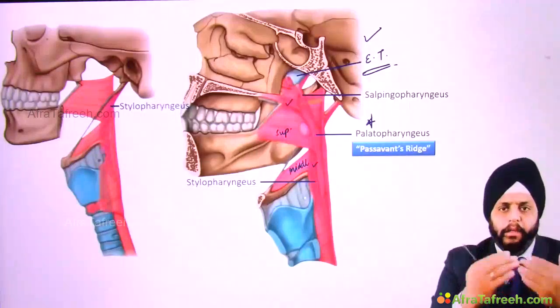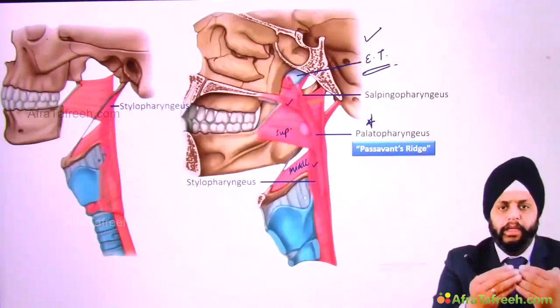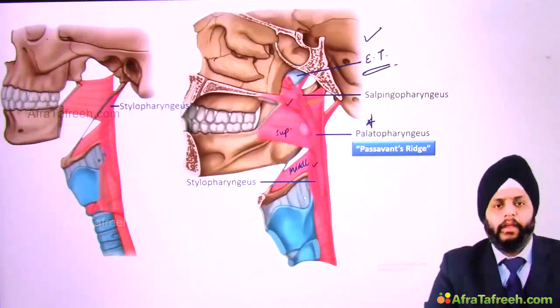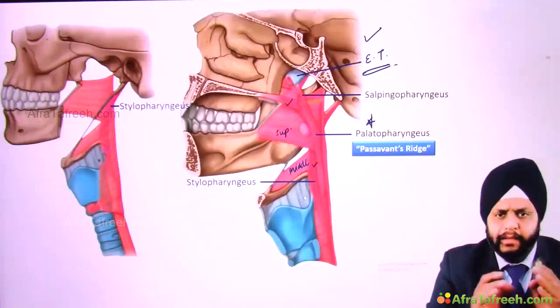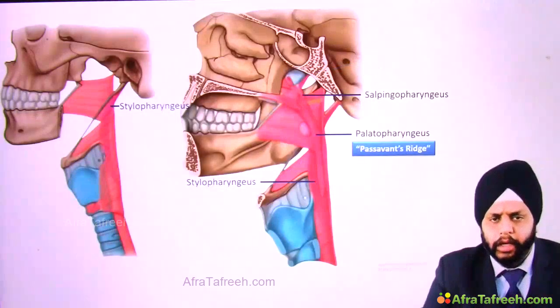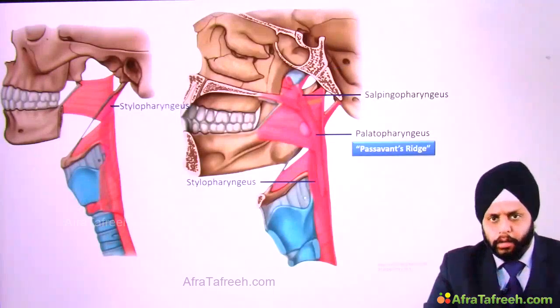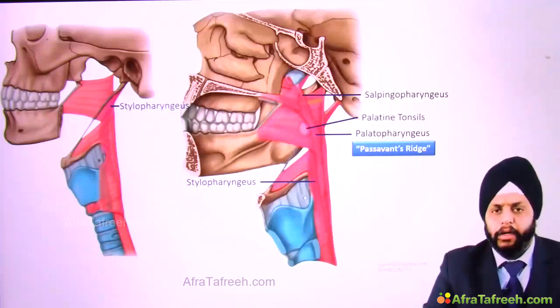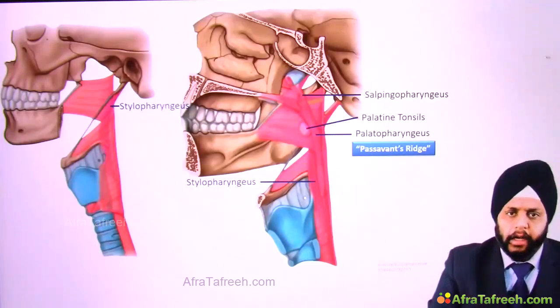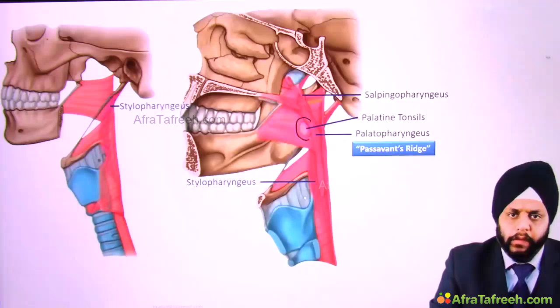So remember, palatopharyngeus starts with P and it forms the Passavant ridge. All right. Now, anything else that we can see over here? We can see a very important structure over here which we are going to talk about later on, and that is the palatine tonsils.